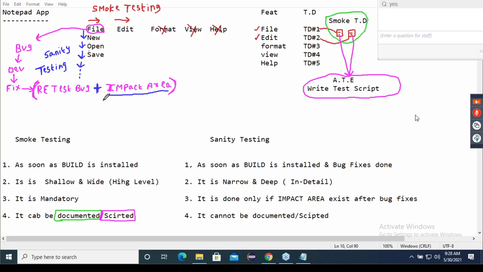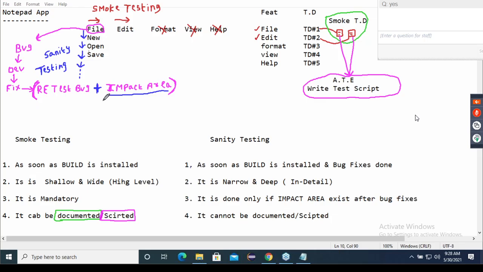So tell me, B002 sanity is there or not there? What is the correct answer now? Give me a complete answer, not a one word answer. It may be there, it may not be there. It depends on the impact area. If impact area is there, then it is there. If it is not there, it is not there. Is it clear for everyone?